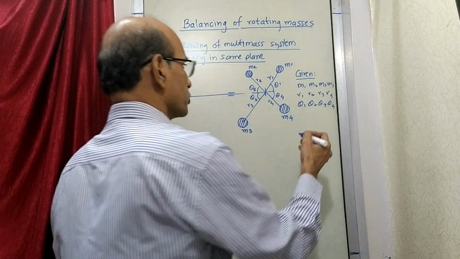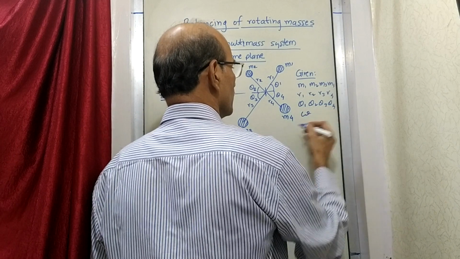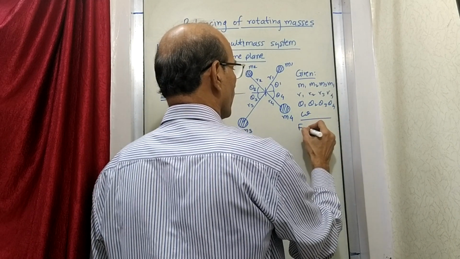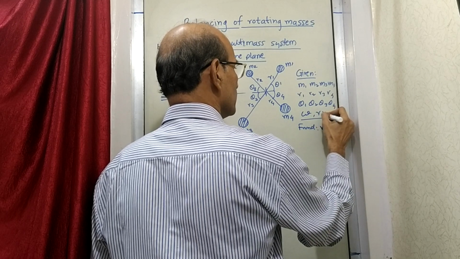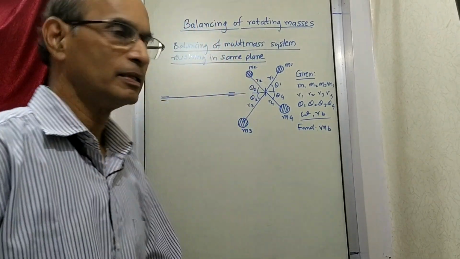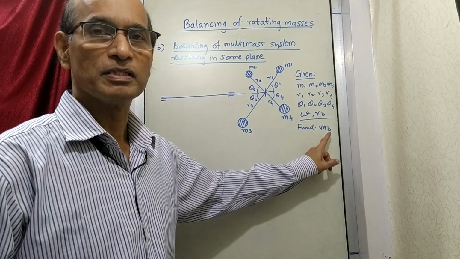Even angular velocity is also given. It is of no use, but it is given. And then you are asked to find out M_B. Also R_B is given. You have to put a balance mass at a distance R_B. What is the mass that is asked?